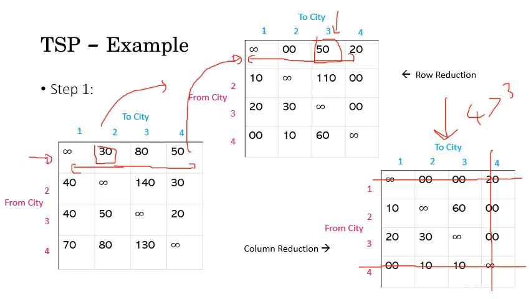And we continue to do so until we require 4 lines to cross all the zeros. So let us continue this.